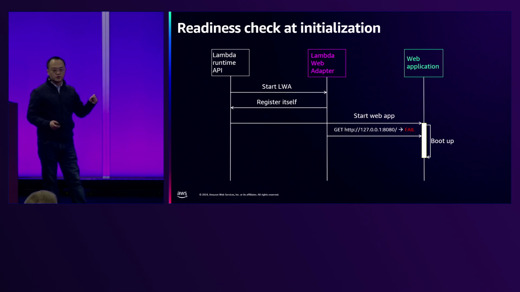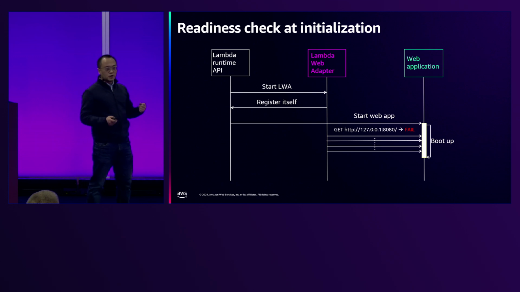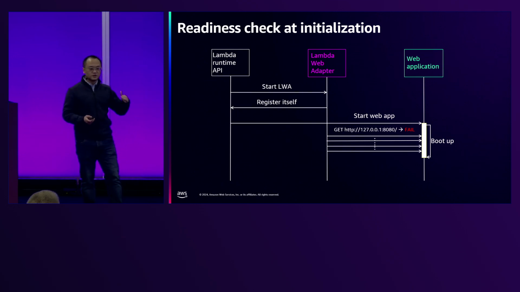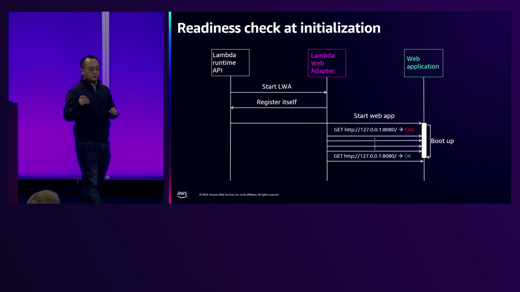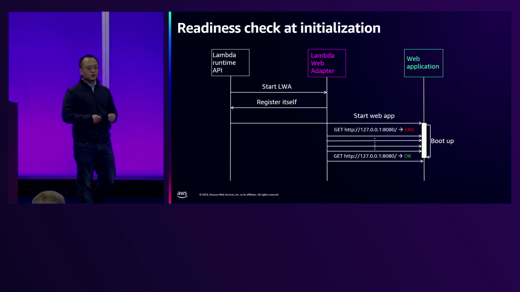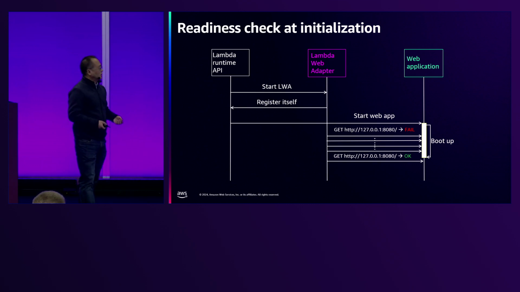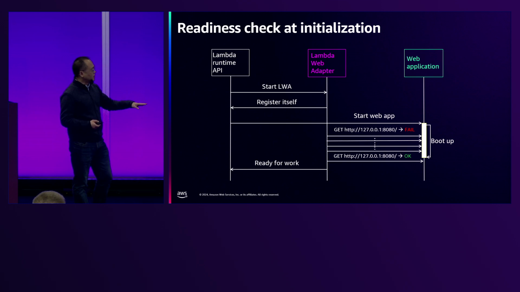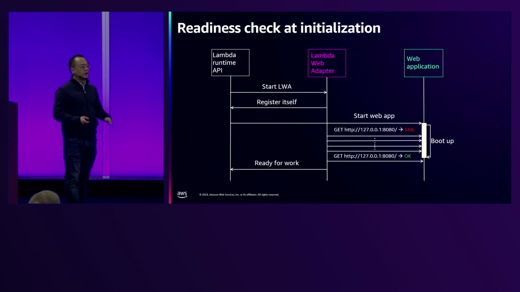And if your web application is not up and running, this request will fail. Web adapter will continue to send the readiness check request to your application until your application is up and sends a response, like HTTP 200 or even 400 or whatever. Once your application sends an HTTP response to web adapter, it knows that your app is up and ready on that pod you specified. And once that's done, web adapter will tell Lambda that we are ready for work. Initialization is finished. We can do the invocation now.